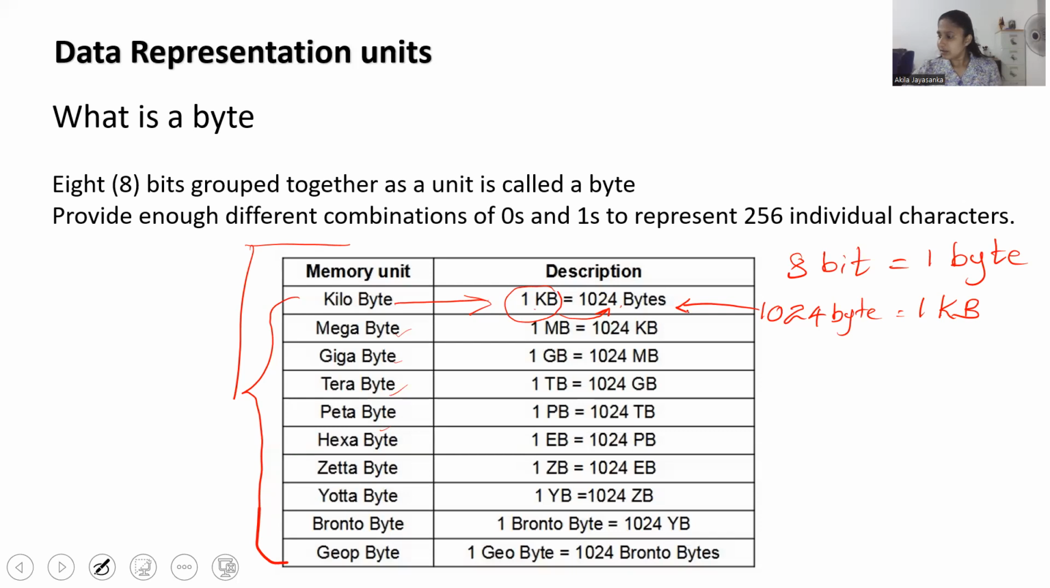And then 1024 kilobytes we can represent by 1 megabyte. It's included in here. Clear? Right? And 1024 megabytes we can represent by 1 GB. Right?